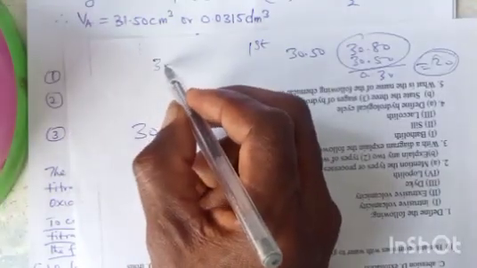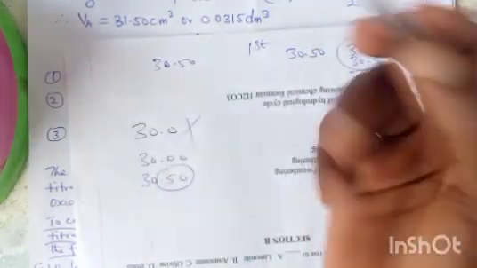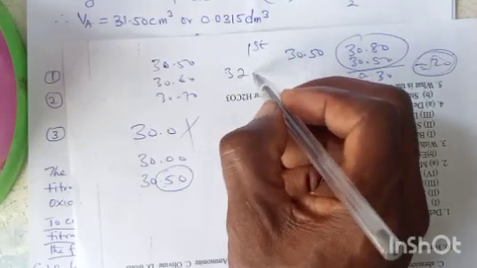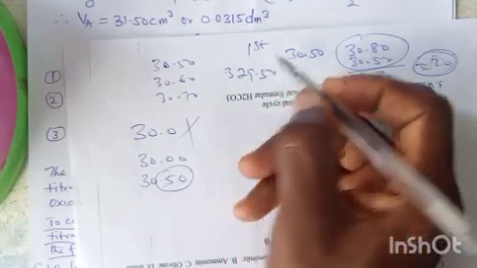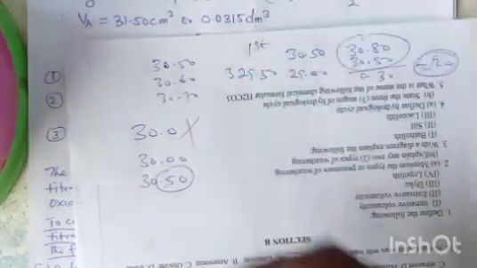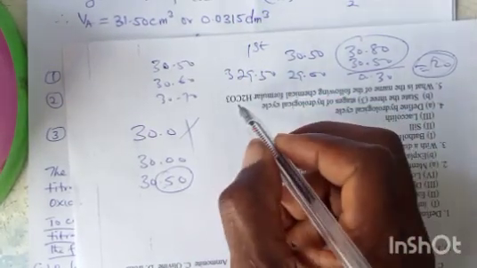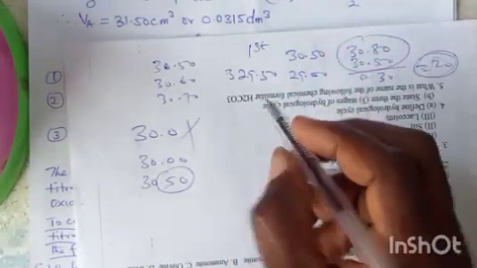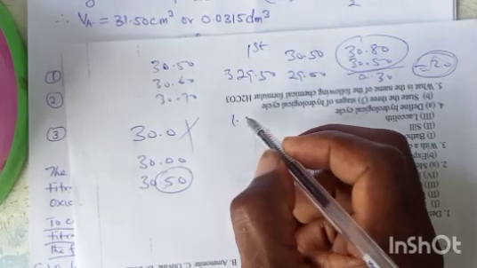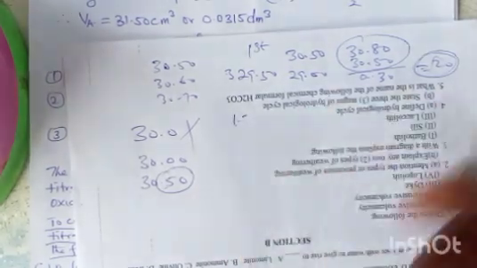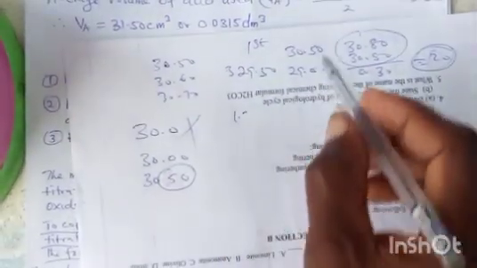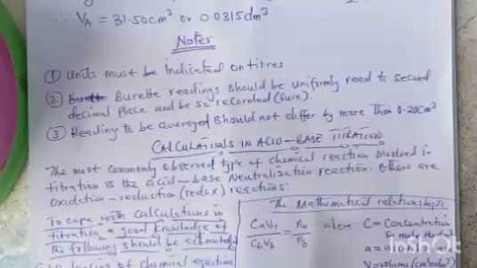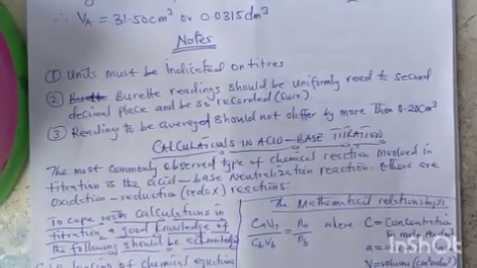But when you have 30.50, the next one should at least be either 30.60 or 30.70, or 29.50 or 29.00. The difference should not extend more than that. Let's just put it that it should not differ by more than 0.20 cm3. So take note of that.